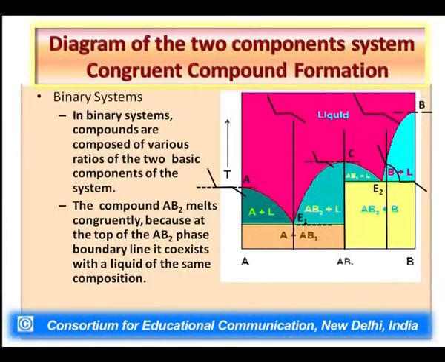Alright, so after these two applications which we have been able to discuss, we now switch our attention to the phase diagram of a two component system having formation of a congruent compound. What is a congruent compound and why does compound formation occur? You see, sometimes it is possible. For example, I give you an example.